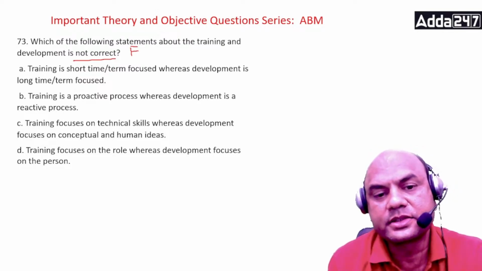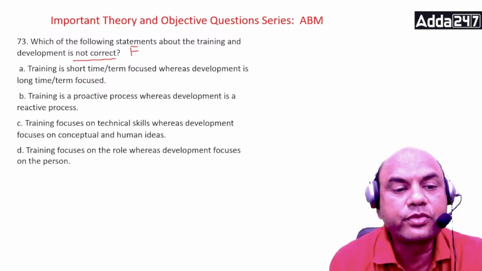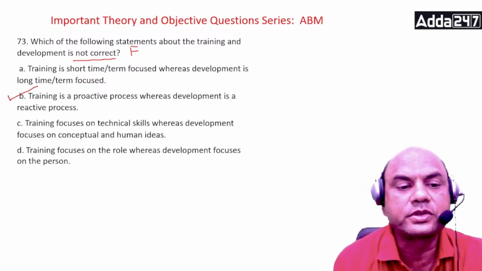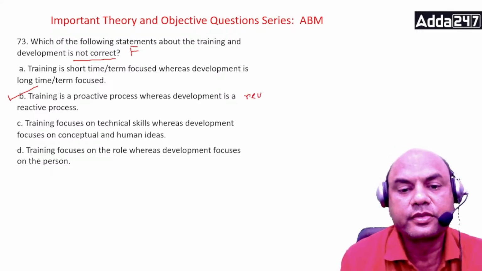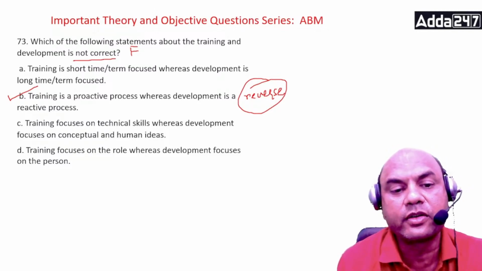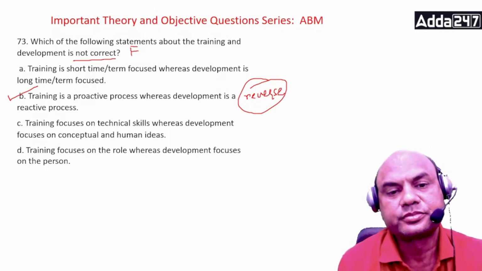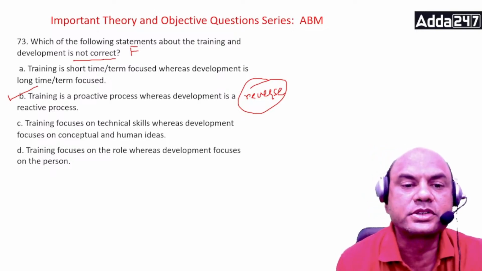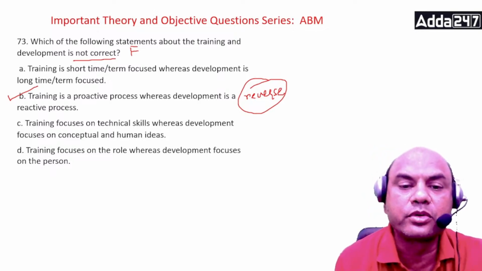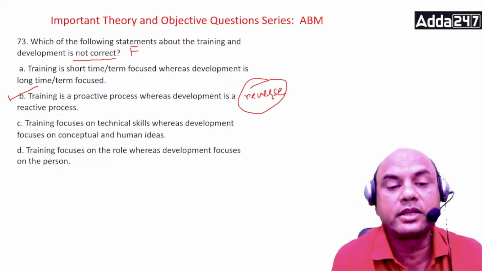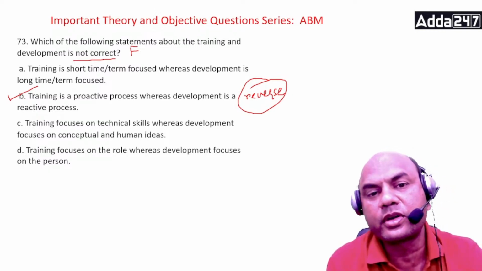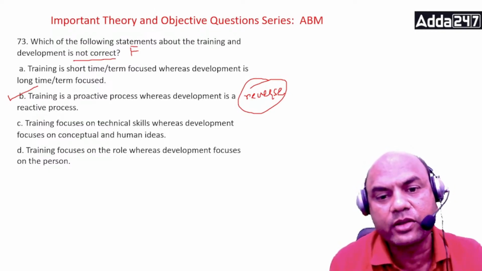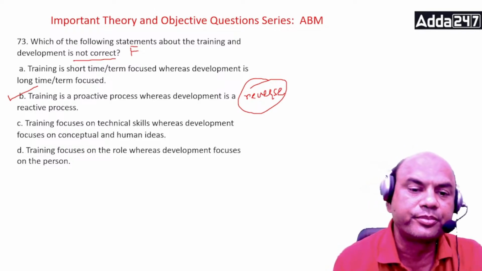Rightly guessed. Statement B is false. Training is not a proactive approach. Training is reactive, it's the reverse. Training is a reactive approach and development is a proactive approach. So that is basically false. What about the other statements? So the correct statement for statement 2 is training is reactive and development is proactive.